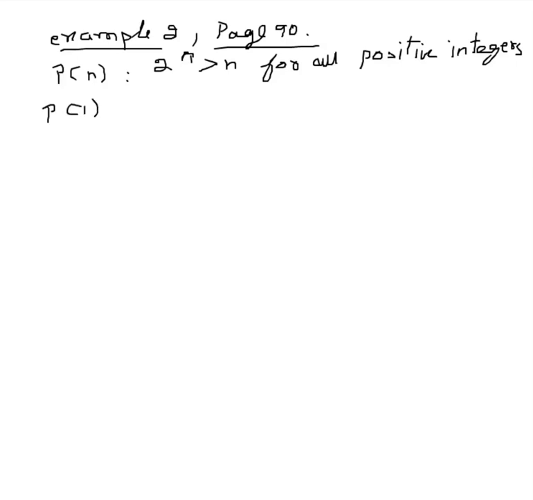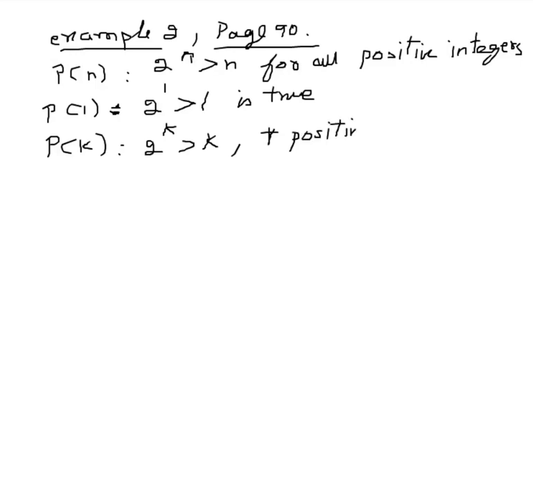Now P of 1 is 2 raised to 1 greater than 1, and it is true. So P of 1 is true. The P of k statement is 2 power k is greater than k for all positive integers k. That is, we are assuming P of k to be true here.